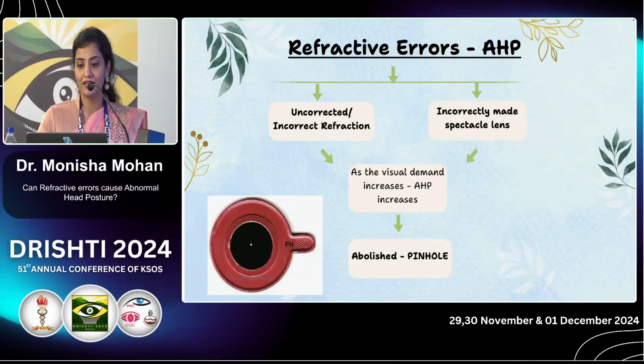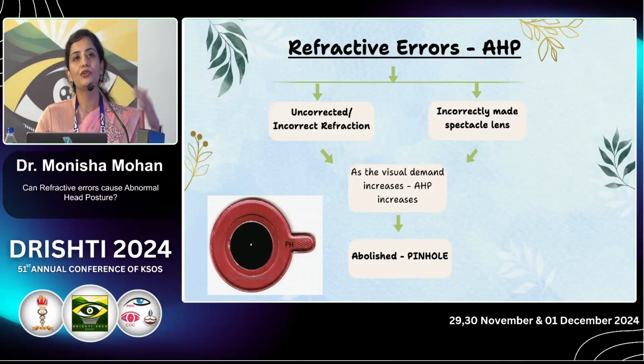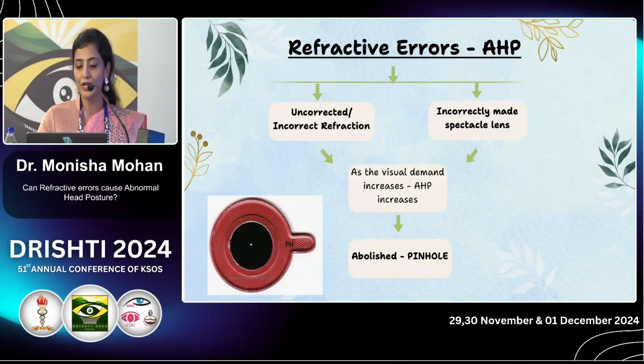Coming to refractive errors, it could be because of uncorrected or incorrect refraction, or an incorrectly made spectacle lens. That's very, very important to know. As the visual demand increases, the AHP would increase. You're asking the patient to read from 6/60 to 6/9, so you might see the AHP increasing at the level of 6/12, 6/9. Because that is visually driven, the patient needs to give more concentration at those levels. That's when you're going to see the AHP, and it is abolished by a simple test, which is a pinhole test.